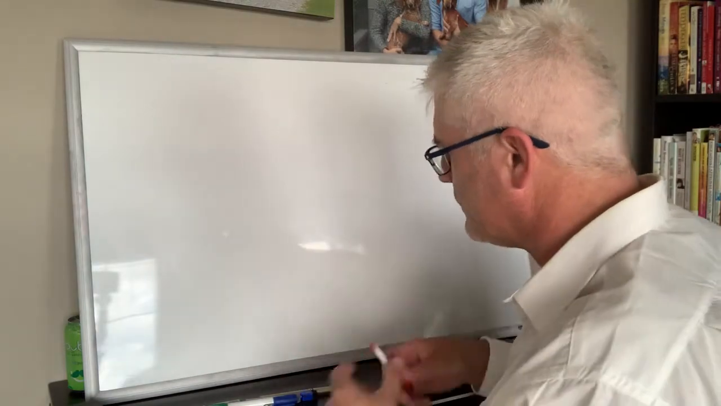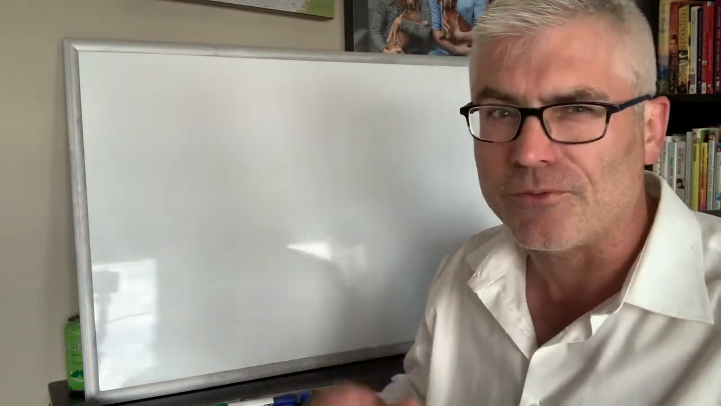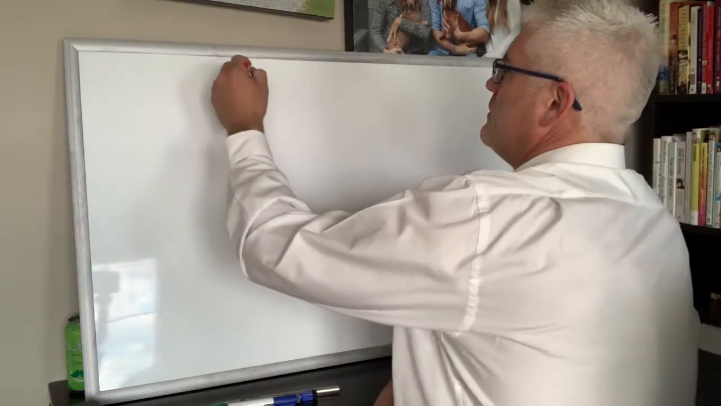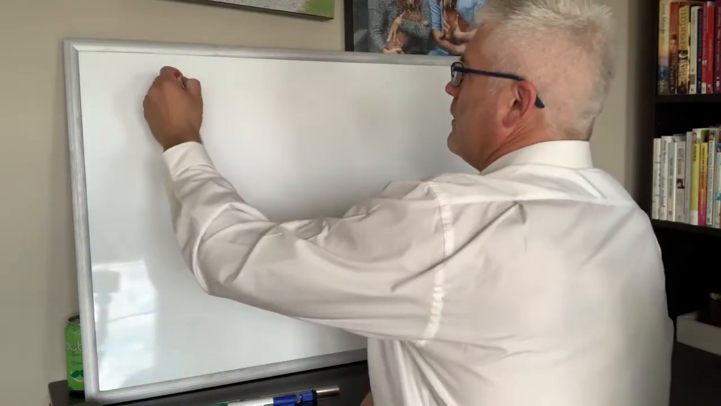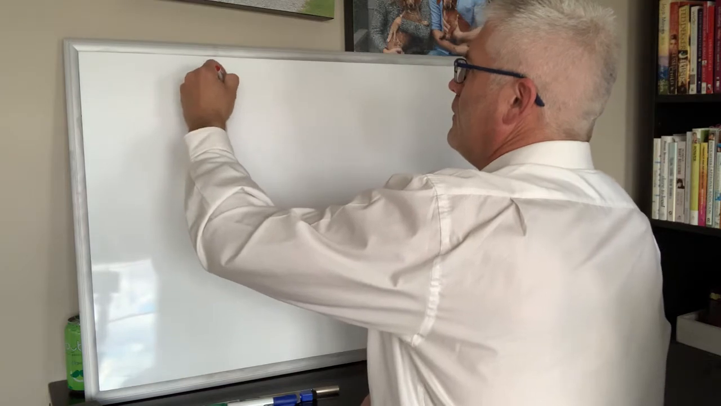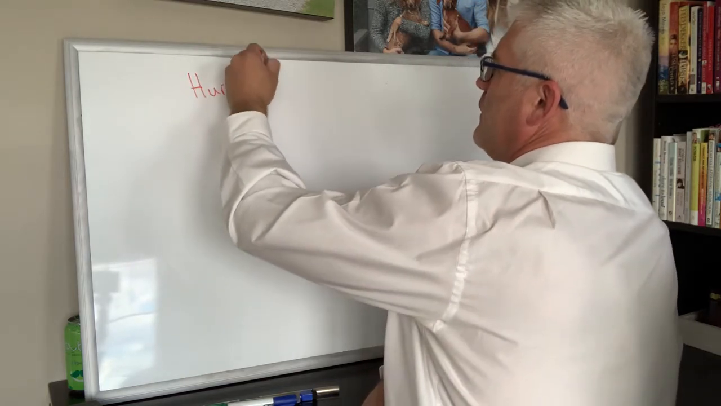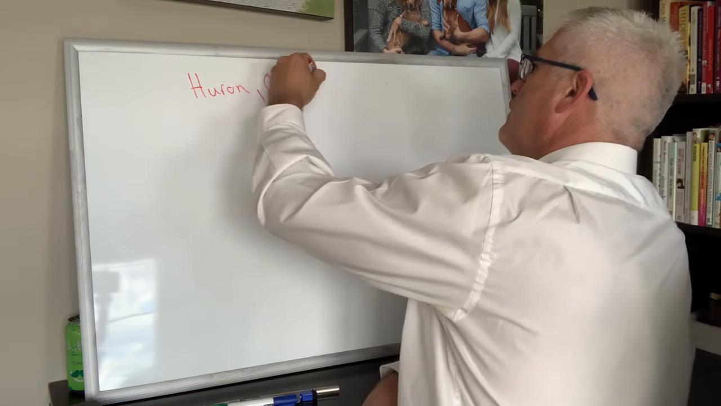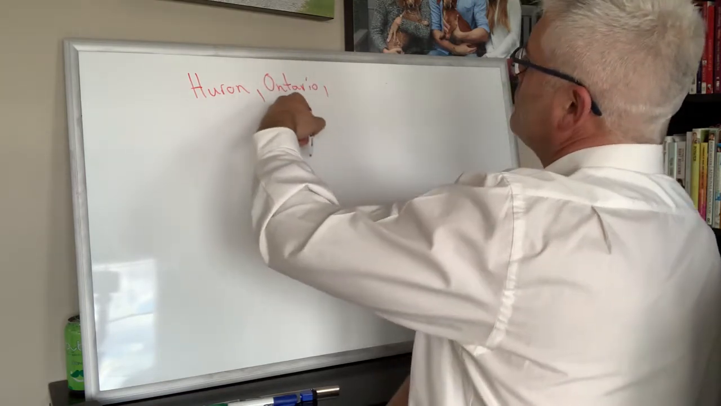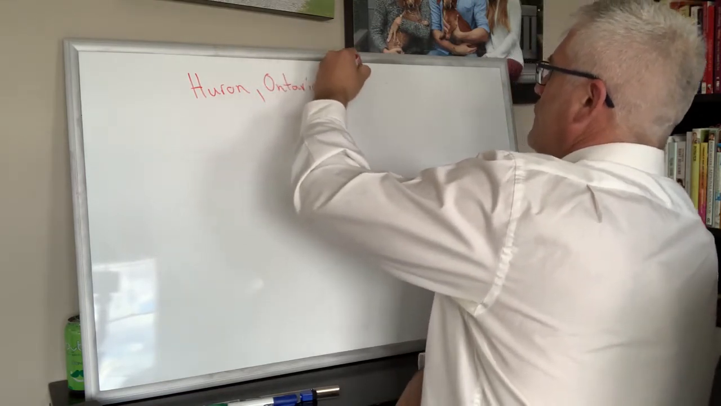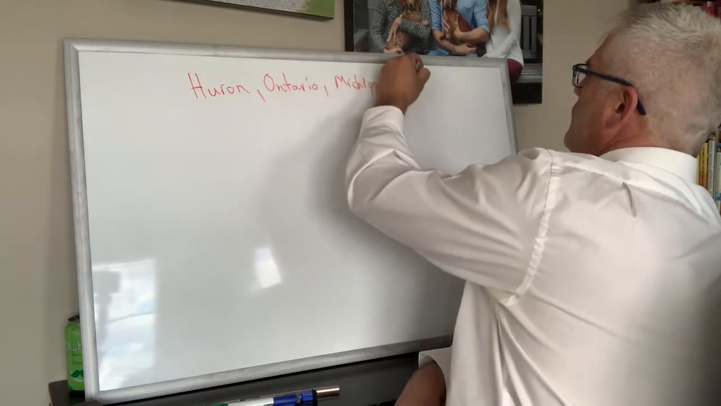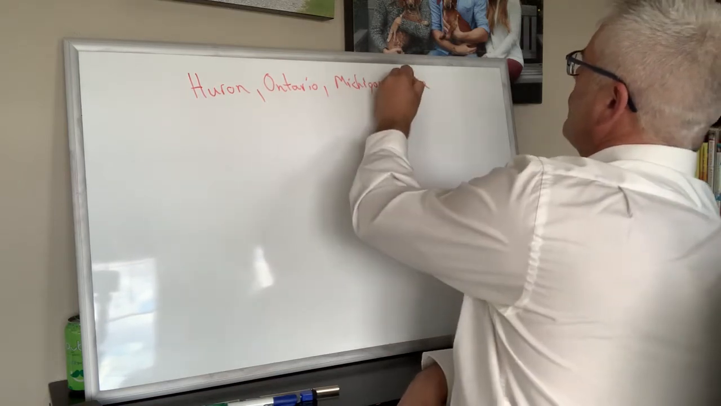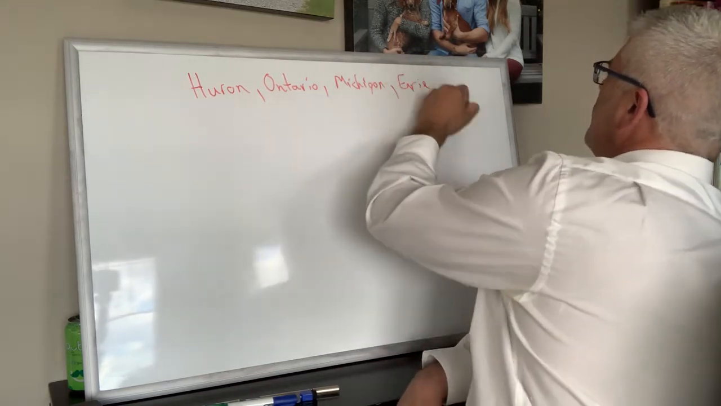So let's say, for example, I'll share with you maybe two or three strategies. Let's say you wanted to remember the Great Lakes. So you've got Lake Huron, hopefully I spell it right, Lake Ontario, Lake Michigan, Lake Erie, and then of course Superior.